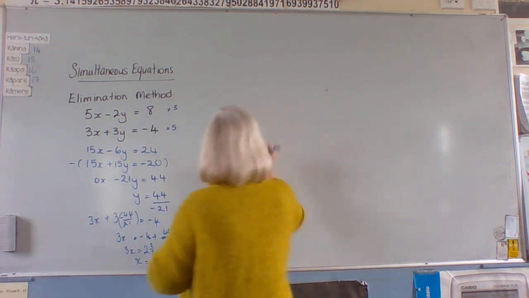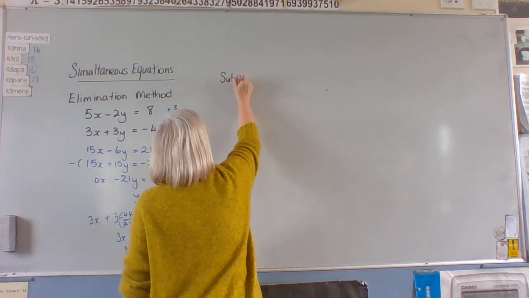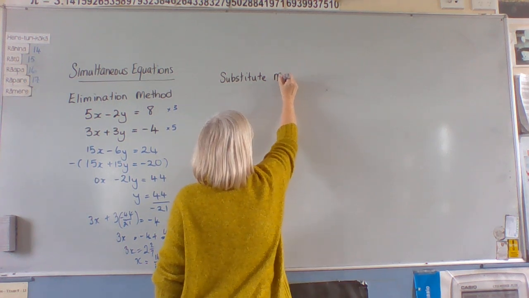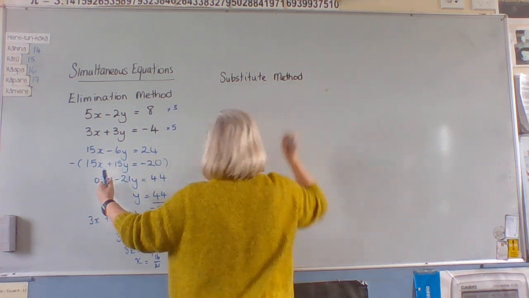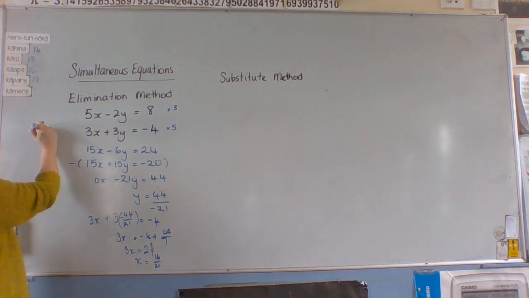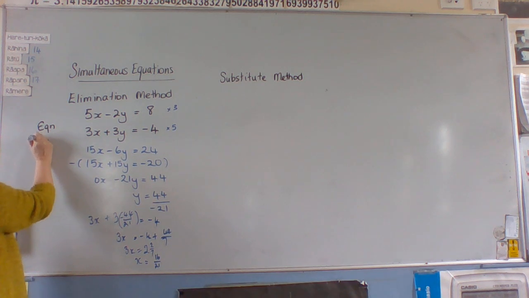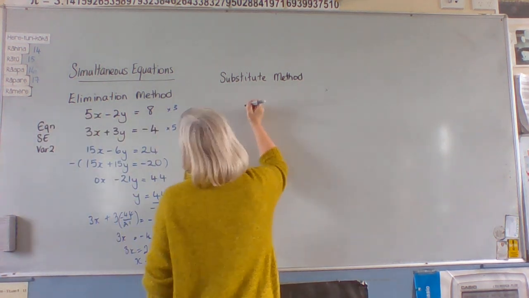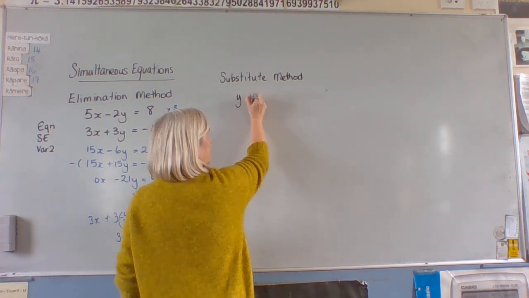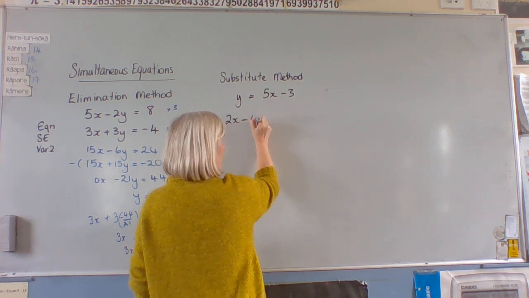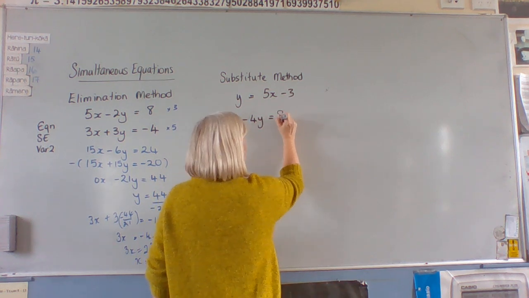Okay, the second method was substitution. And as it says, we want to substitute something. Now, this method is a little bit harder because the other one can be put into your calculator, using equation solver, simultaneous equations, and variable 2, and then put it into the matrix, you'll get the answer. This one, not so easy, because you have to rewrite it.